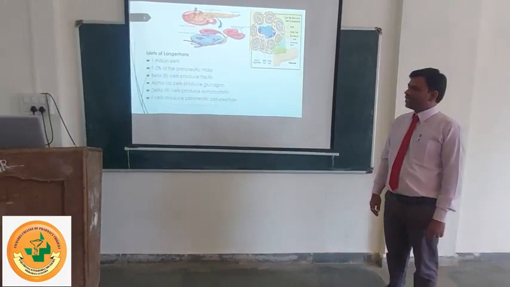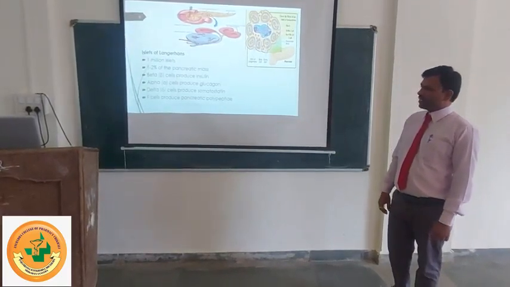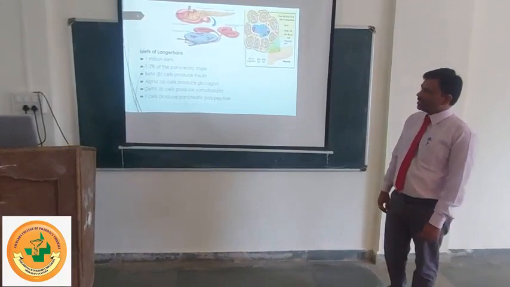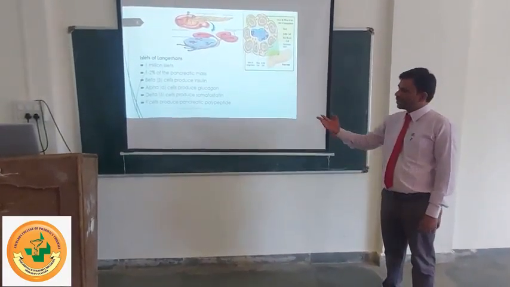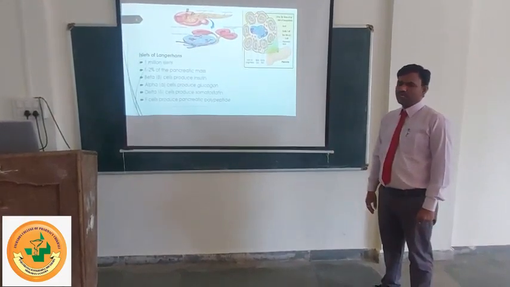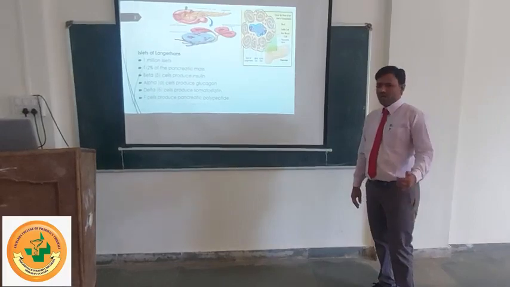It contains different types of cells like beta cells, alpha cells, delta cells, and F cells. Beta cells generally produce insulin, alpha cells produce glucagon. Delta cells produce somatostatin and F cells produce pancreatic polypeptides.